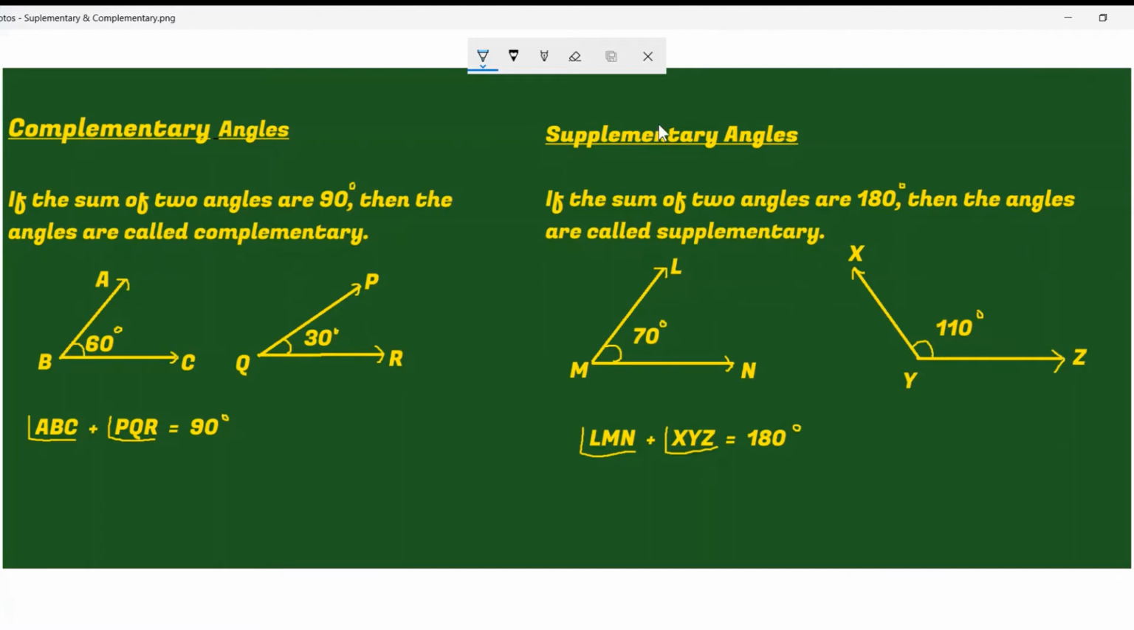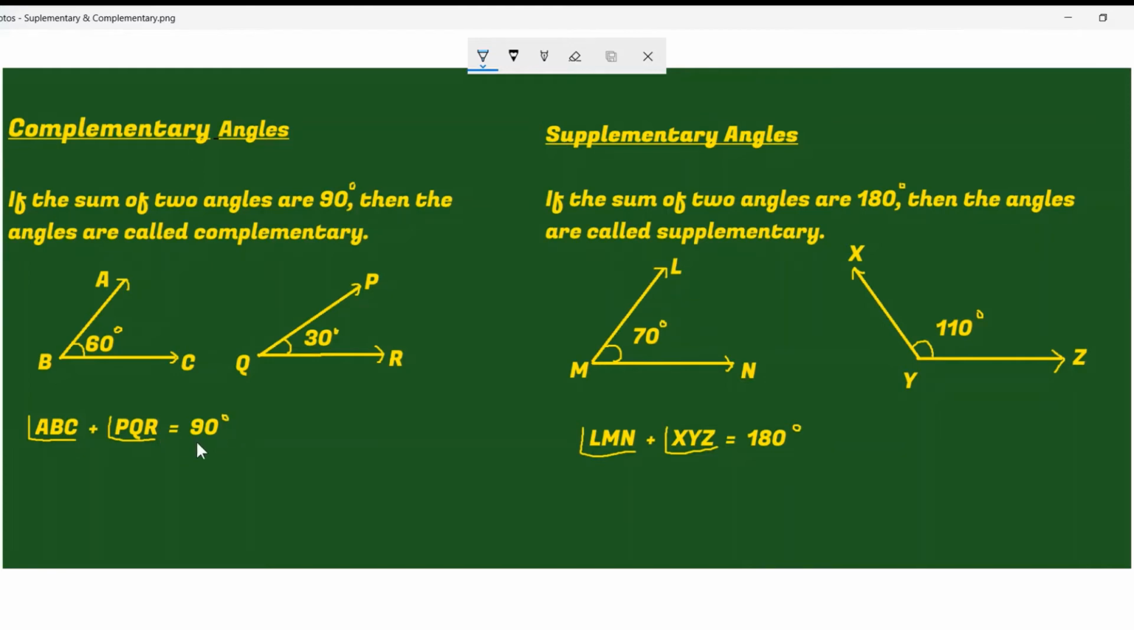Complementary angles and supplementary angles. Let's discuss one by one. First is complementary angles. If the sum of two angles is 90 degrees, then the angles are called complementary. Here I have taken two angles, angle ABC and PQR. I am going to add these two angles, angle ABC plus angle PQR, which is equivalent to 60 plus 30. 60 plus 30 would be 90 degrees.